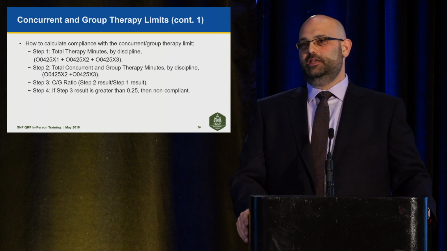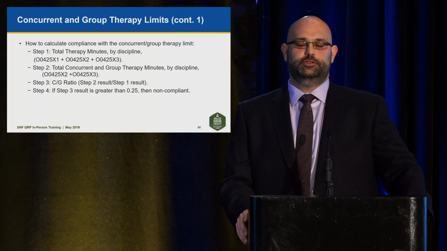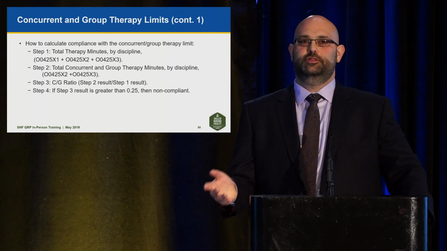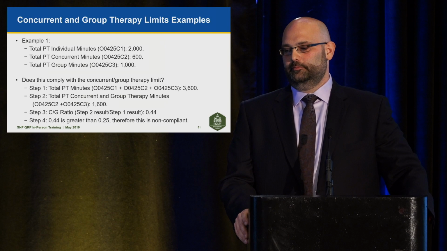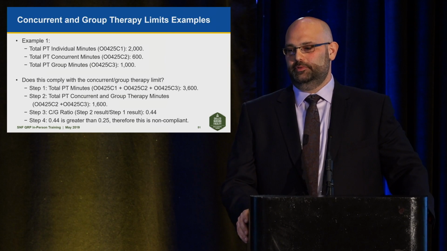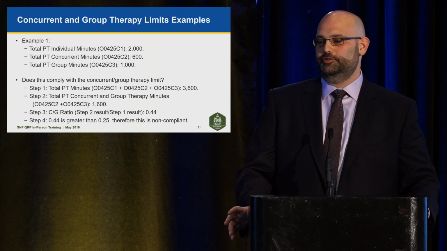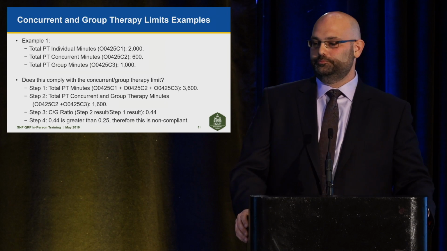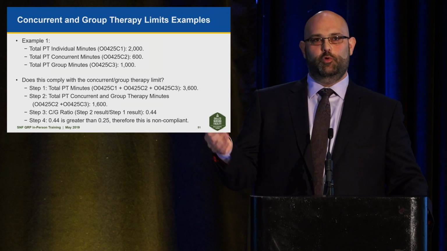In step 3, we see the concurrent and group ratio. That is just the ratio between the total minutes versus the concurrent and group minutes. And if that ratio is greater than 0.25 or 25%, then it is deemed non-compliant. An example of that: we have a total number of PT minutes of 2,000, concurrent minutes of 600, and group minutes of 1,000. And the question is, does this comply with the concurrent and group therapy limit? And so we walk through those steps.